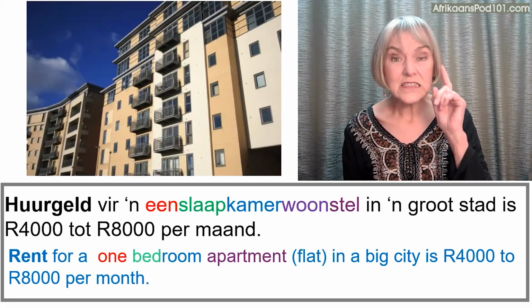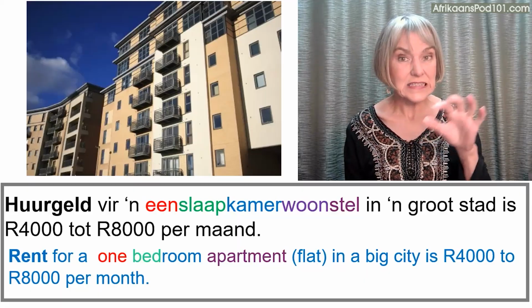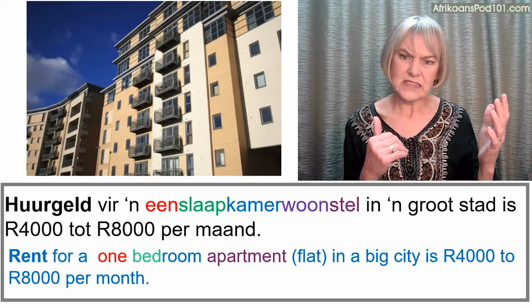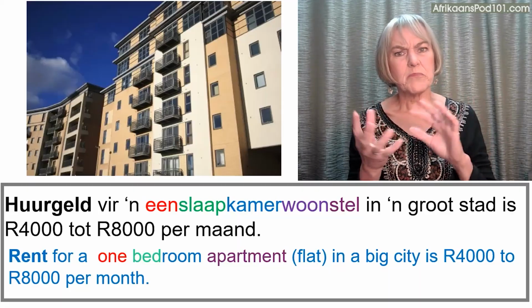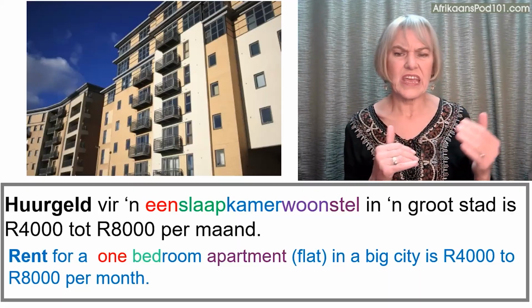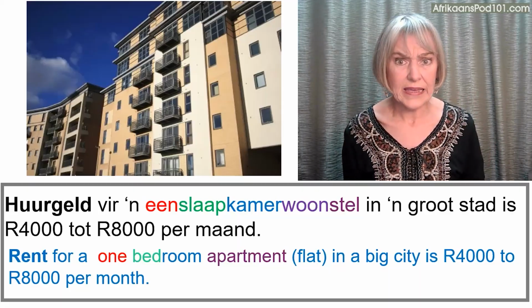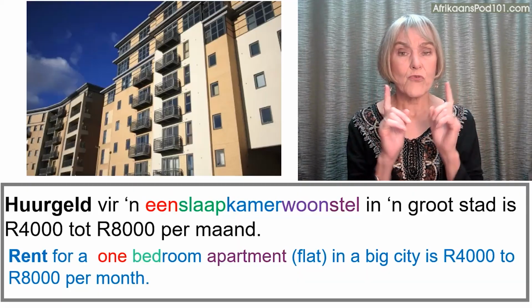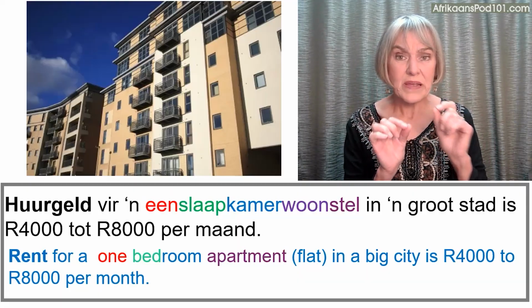Huurgeld vir 'n een slaapkamer woonstel in 'n stad is 4,000 tot 8,000 per maand. So it depends on the building and on the area, depending on what you will pay. But in a big city, that's about what you'll pay per month for renting a one-bedroom apartment.